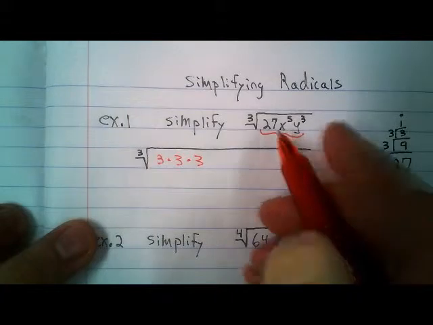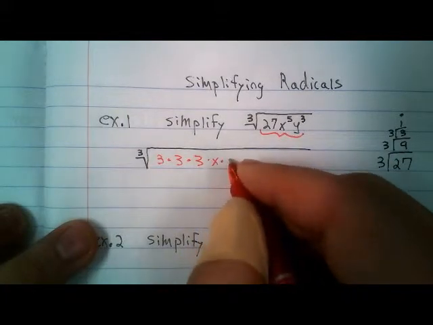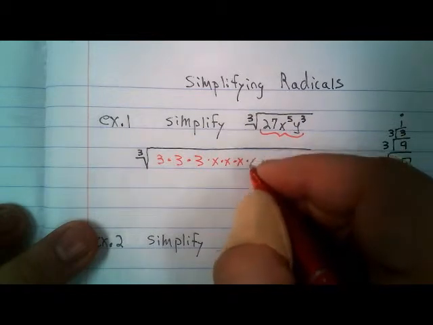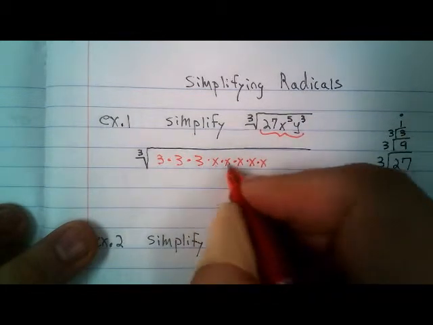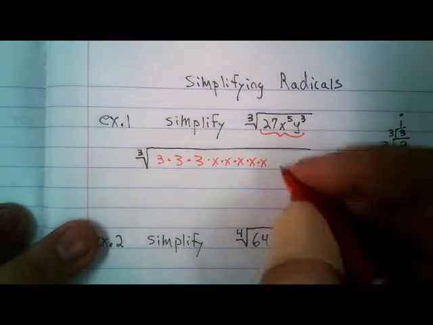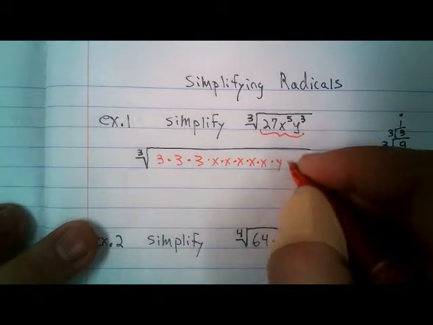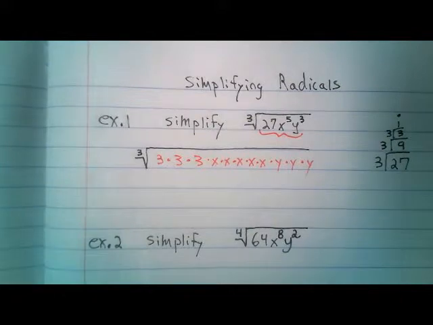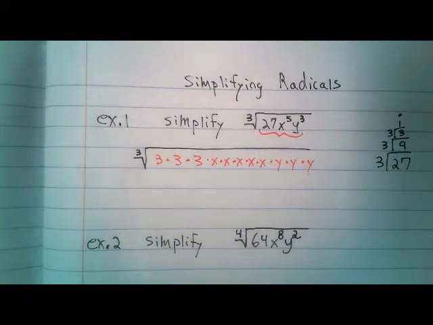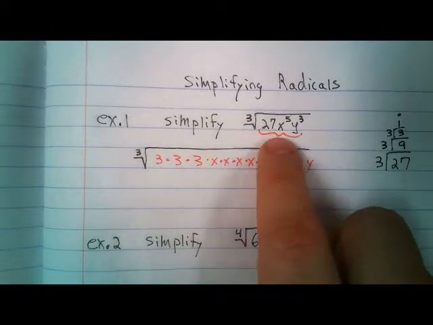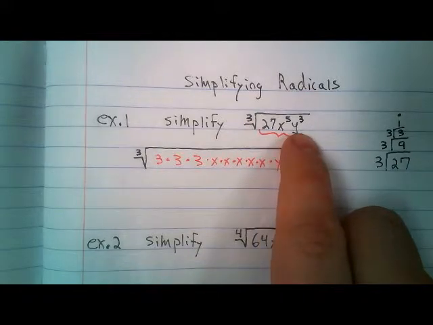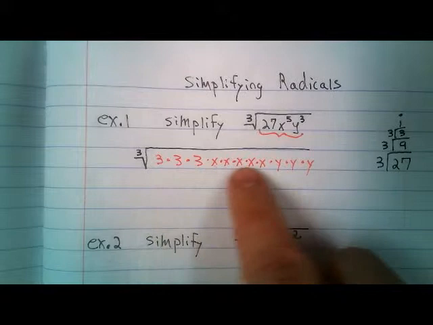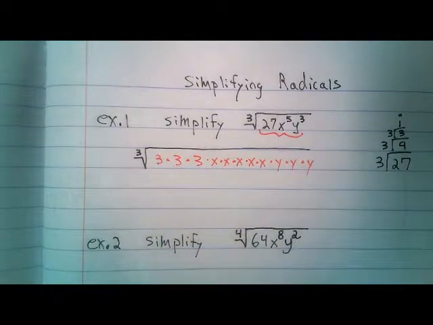And x times x times x, 5 times. 1, 2, 3, 4, 5. And y times y times y. So that is the prime factorization of 27x to the fifth y cubed. I'm expanding it all out, with each factor. And there's a purpose to this, I promise you.